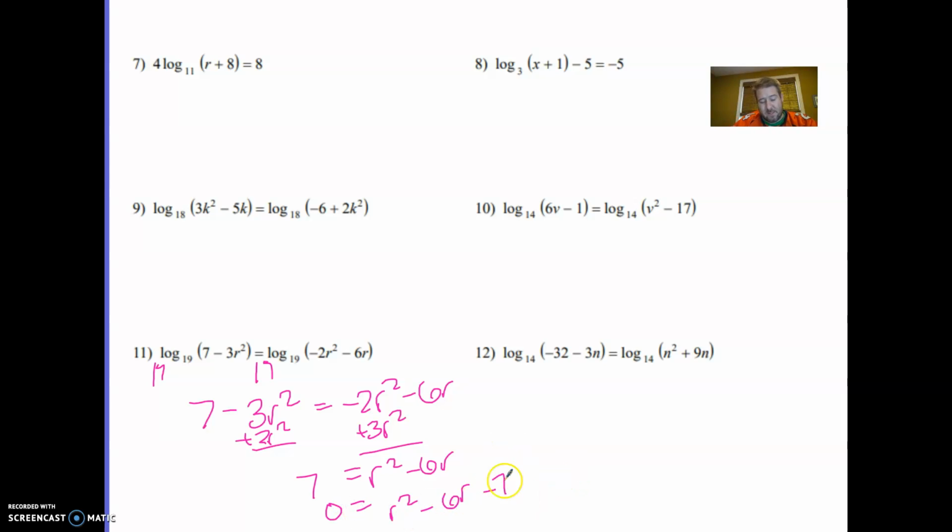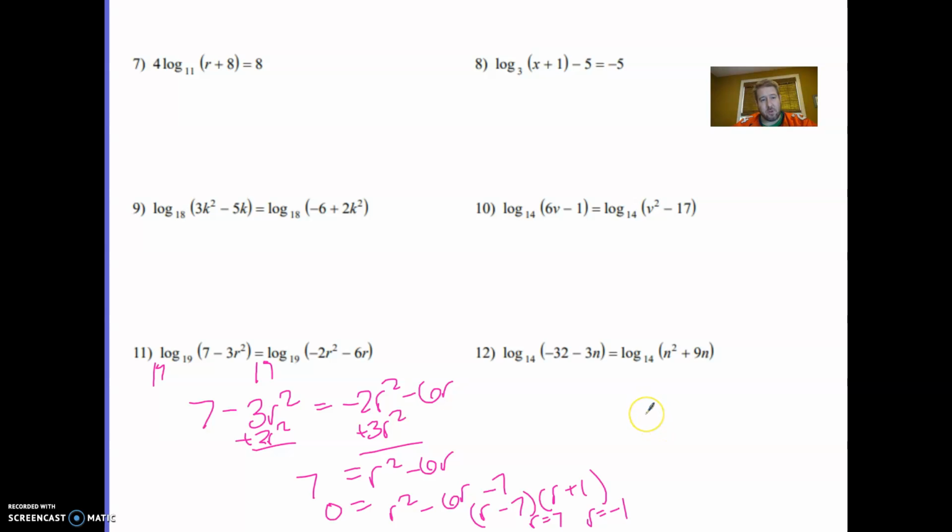And then I'm going to ask myself, is this factorable? Are there any two numbers that give you negative 7 and add up to negative 6? And that'd be negative 7 and 1. So this is r minus 7 times r plus 1. And then that means you got two answers. You got negative 1 and positive 7.